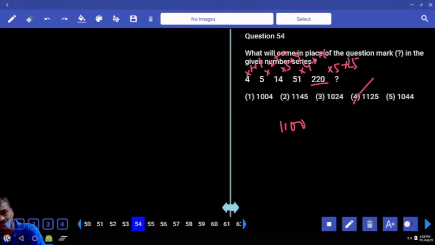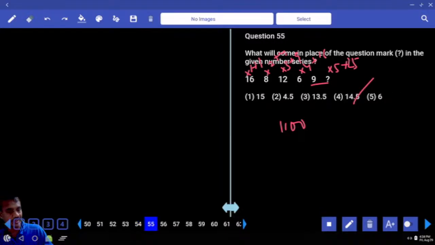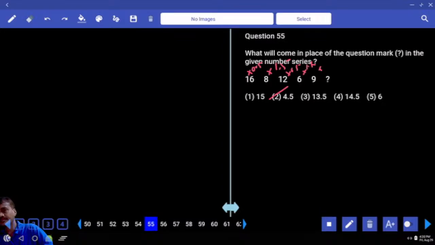Into 1 plus 1 square, into 2 plus 2 square, into 3 plus 3 square, into 4 plus 4 square, into 5 plus 5 square. 1125, choice 4. Then 55: 16 and 8 into half, then 8 and 12 into 1.5, 12 and 6 into half, and here 1.5 into half. 4.5, choice 2.